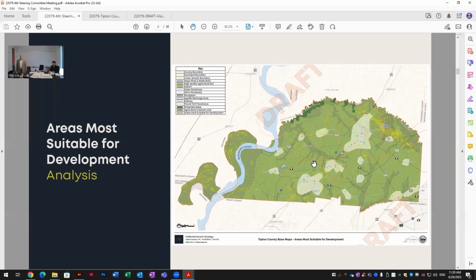In some cases, they might get a little bit bigger. In some cases, they might get a little bit smaller. But these are largely those areas that we're talking about as far as investment. This isn't finalized, as you can note, the giant draft stamp. We want your feedback on these.